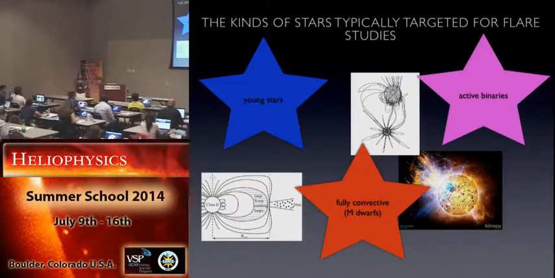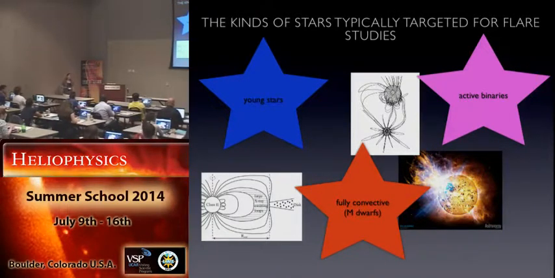Okay, and then the third category of stars that are typically targeted for flare studies are the single, fully convective M dwarfs. This is the category of single stars that I was referring to in that table. It turns out that these M dwarfs are puny little stars. They have maybe a third the mass and a third the radius of the sun, and yet they're able to produce these extreme outbursts. This is an artist's conception of one of them. I'll show you some examples later on.